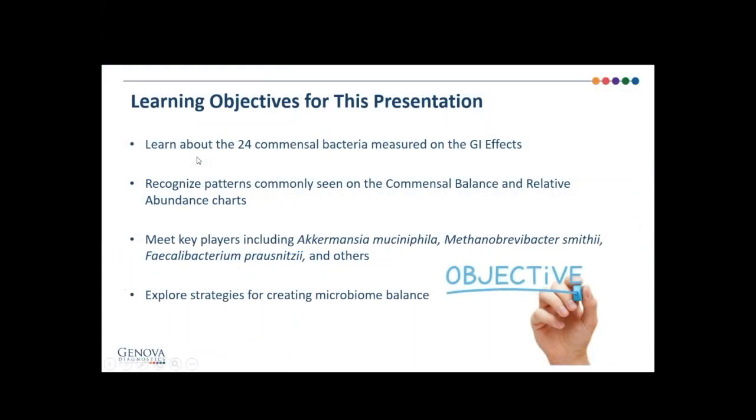Our learning objectives are to get an overview of the 24 commensal bacteria that we measure on our GIFX profile and recognize some patterns that we see in those 24 commensals. We're going to meet a couple of key players, including Akkermansia, Methanobrevibacter smithii, and others. And then we're going to talk about how to balance everything out.